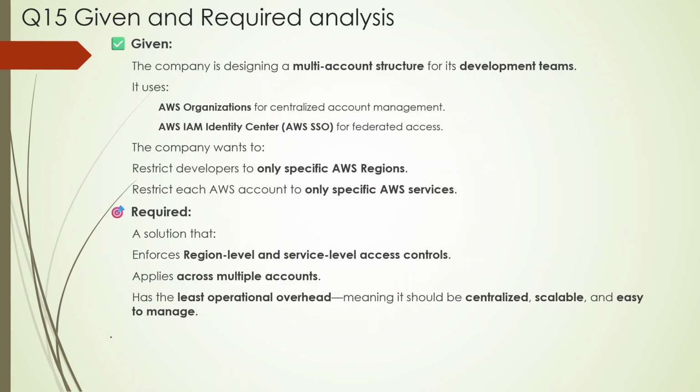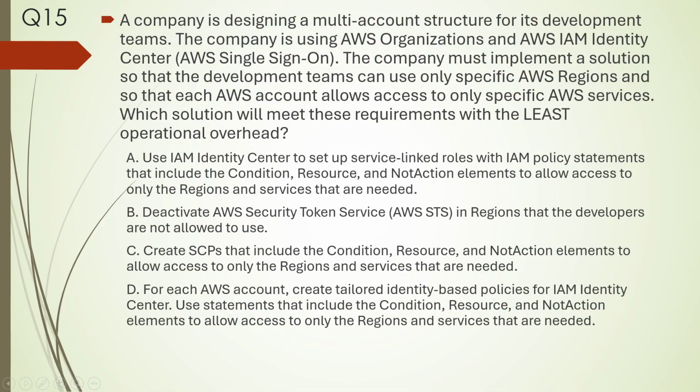So we have a multi-account structure for its development team. It uses AWS Organizations and Identity Center SSO. The company wants to restrict developers to specific AWS regions and restrict each AWS account to only specific AWS services. This is only for the developers, right? So enforce region-level and service-level access control, applies across multiple accounts, has least operational overhead. So it's IAM that we're going to use. Okay, the answer is C.